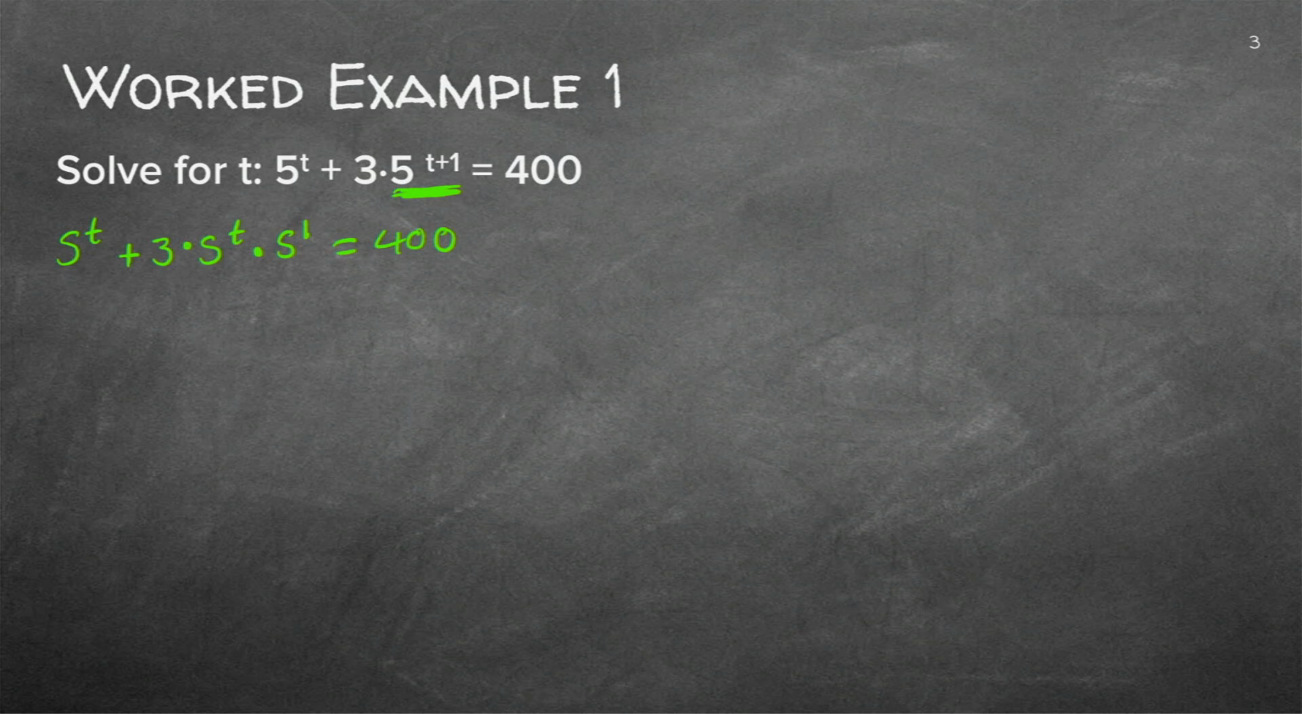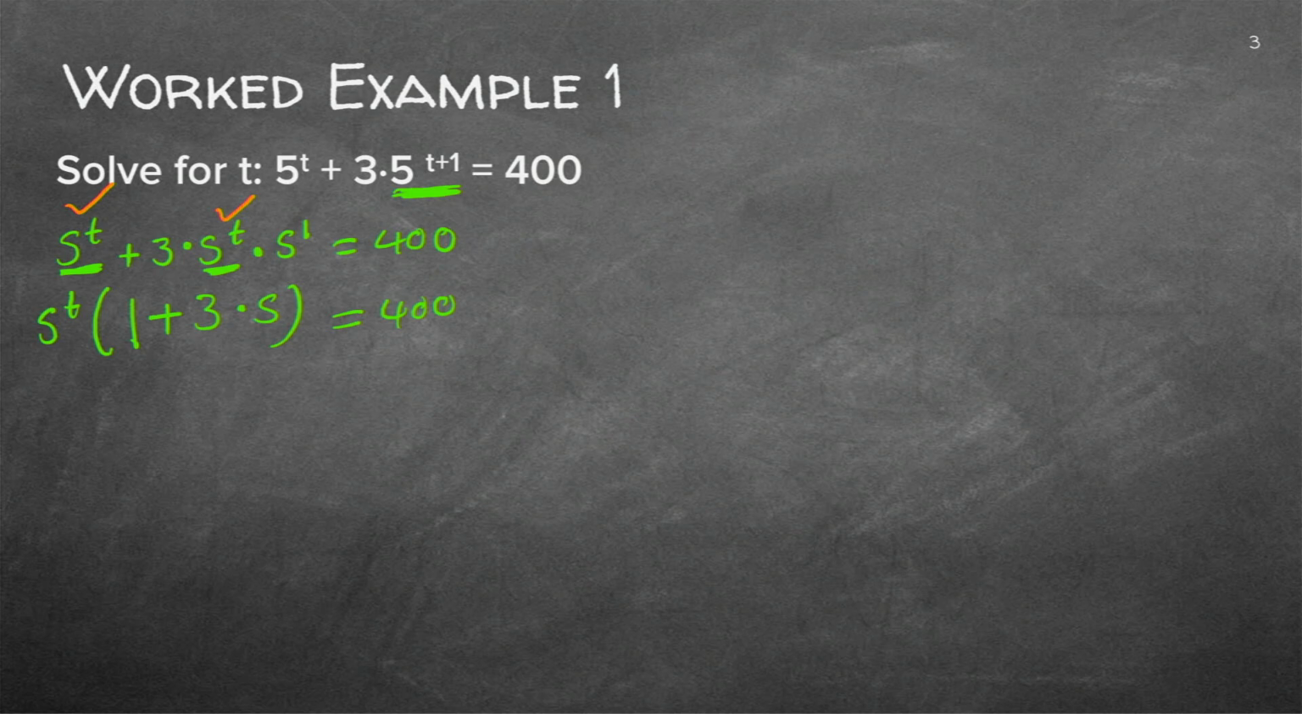And the next part is you try to factorize. So you take out the common factor. The common factor that we have here is 5 to the power of t and 5 to the power of t. So you simply say 5 to the power of t and then you open one bracket. If I remove this 5 to the power of t, you are left with 1. And then this is plus 3. So this 5 to the power of t is also gone. You are left with 3 times 5. You close the brackets, this equals 400.